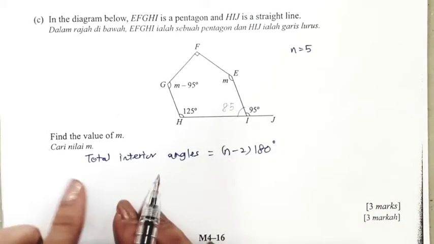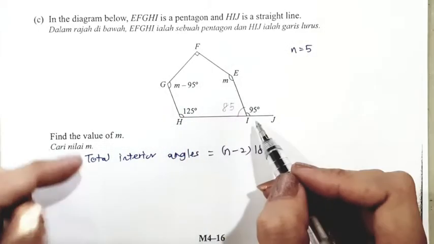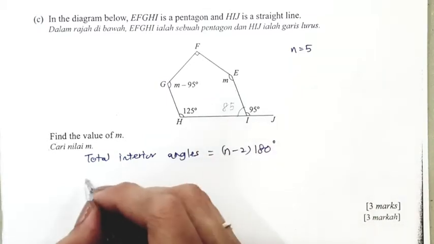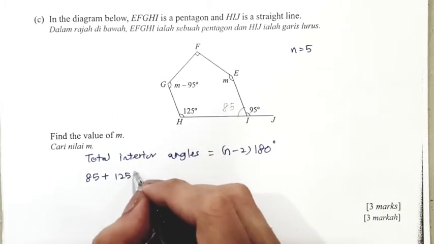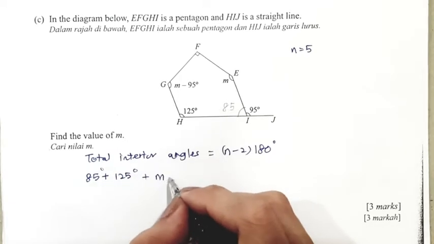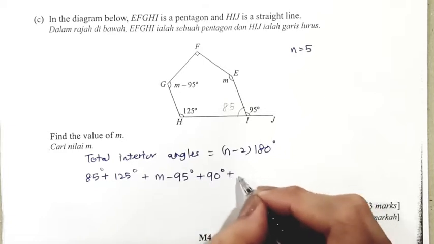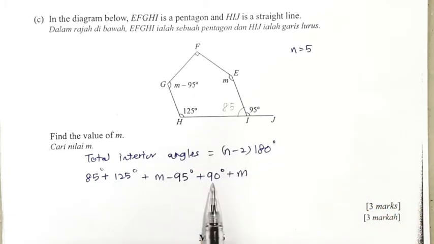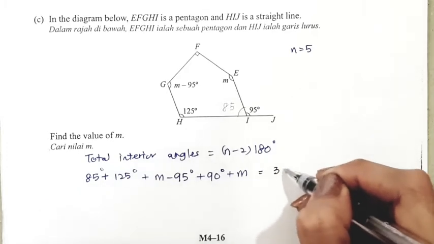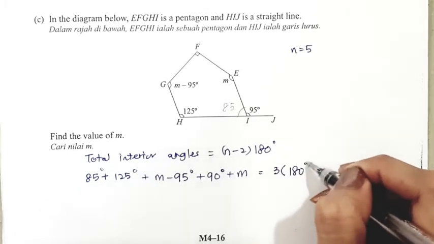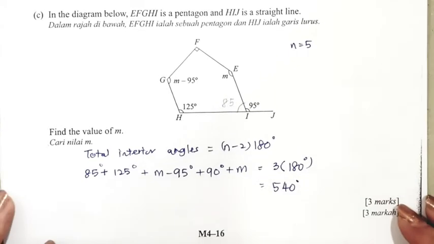So on the left hand side, we manually add up everything. This is 90, right? So we must start with somewhere. Start with 85. So 85 clockwise, yeah, 125. And then plus m minus 95 plus 90 plus m. So 5 angles, right? 1, 2, 3, 4, 5. So equals to 5 minus 2, which is 3, times 180. So we have 540, the total interior angle of pentagon.